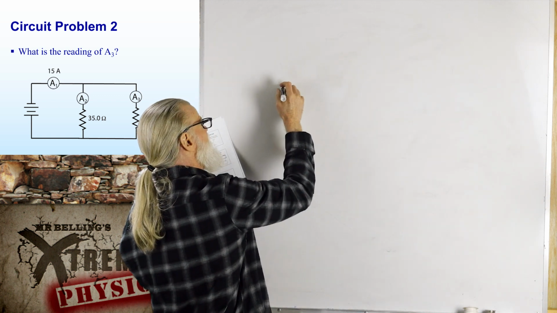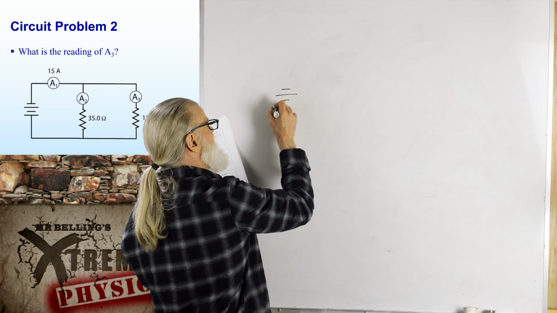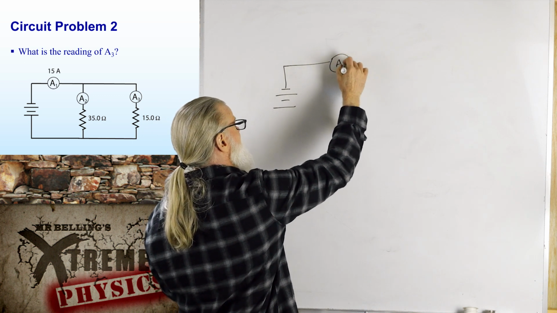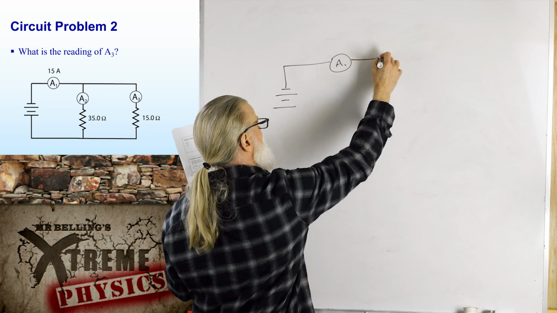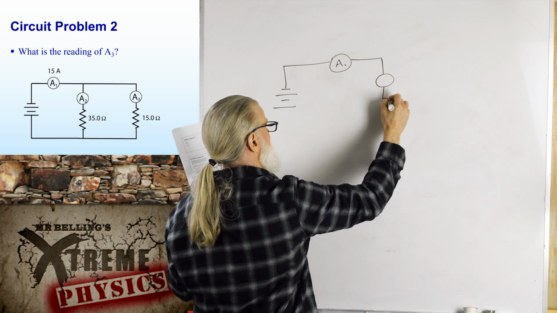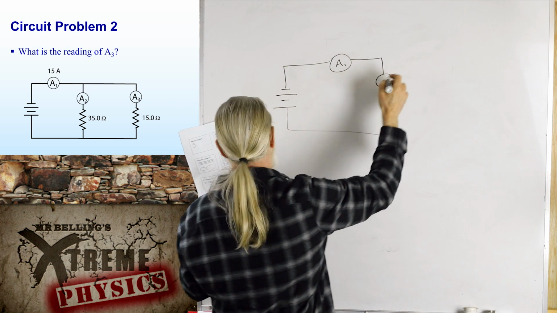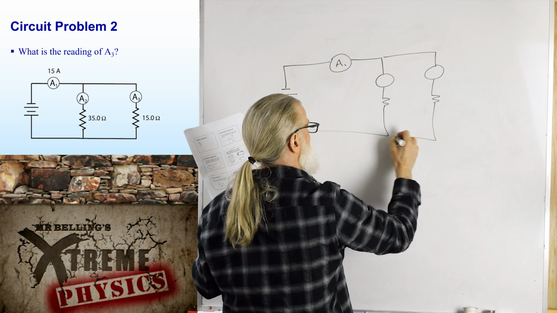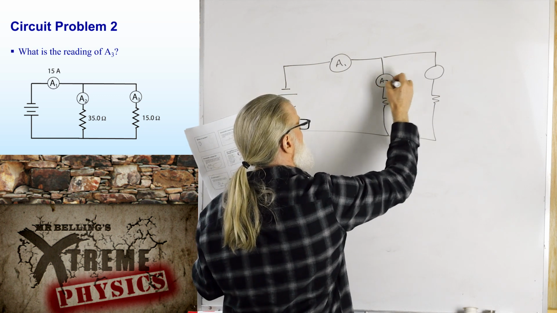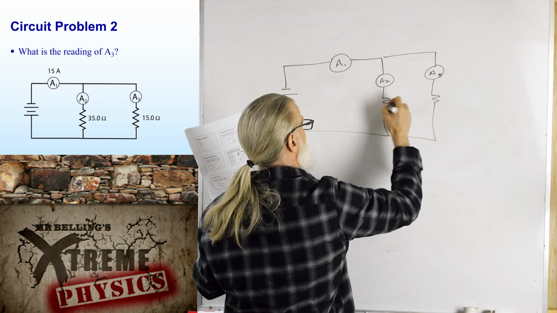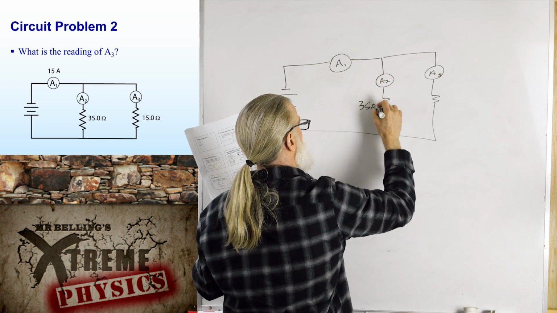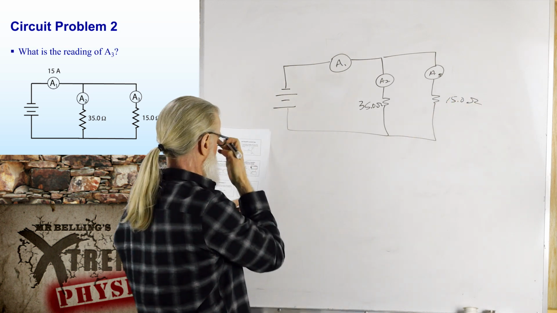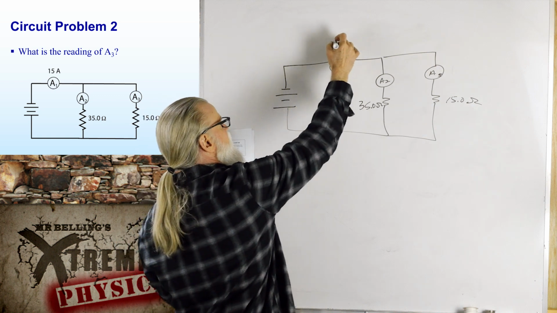All right. In this case, we got a battery like that. And we have an ammeter A1. And we have another ammeter. We have a resistor. And we have another ammeter. And another resistor. And this is 2. And this is 3. And this is 35 ohms. And this is 15 ohms. All right, and we had 15 amps here.